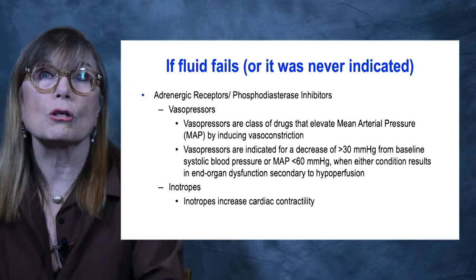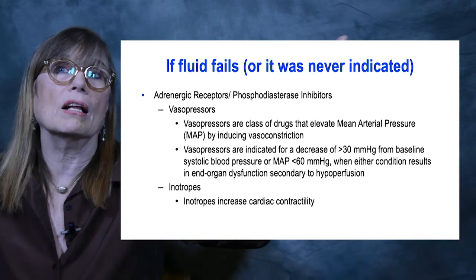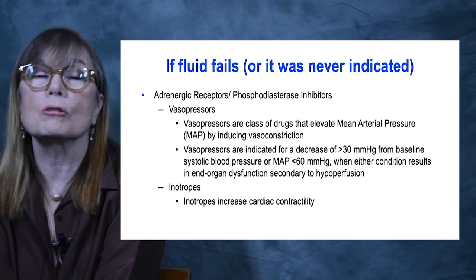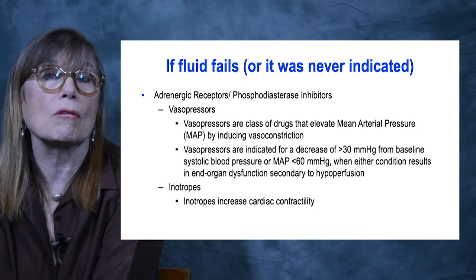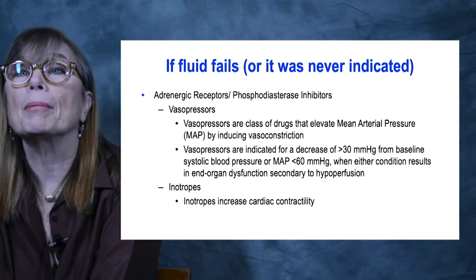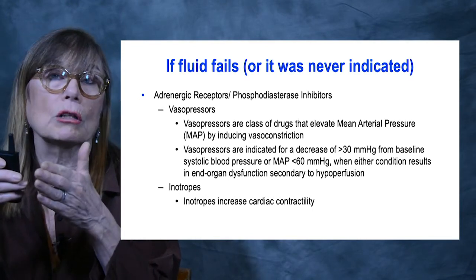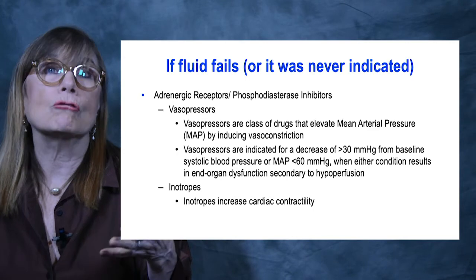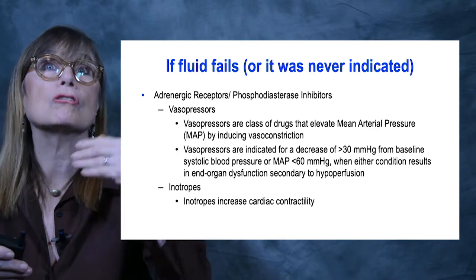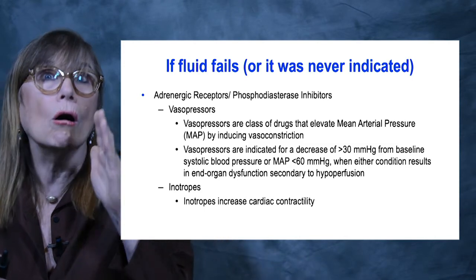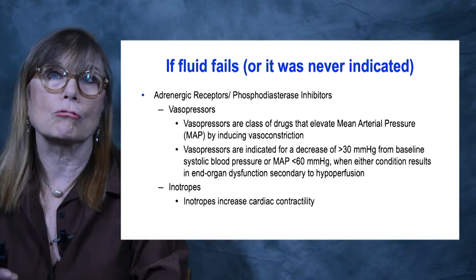So we know what vasopressors are. They're classes of drug that elevate mean arterial pressure. And they are always indicated when there's been a drop of 30 millimeters of mercury from baseline systole or a MAP of less than 60. And remember, we're always going to think about this in relationship to volume. Inotropes we're going to administer when patients are not volume responsive and their stroke volume is low. We'll always consider an inotrope.